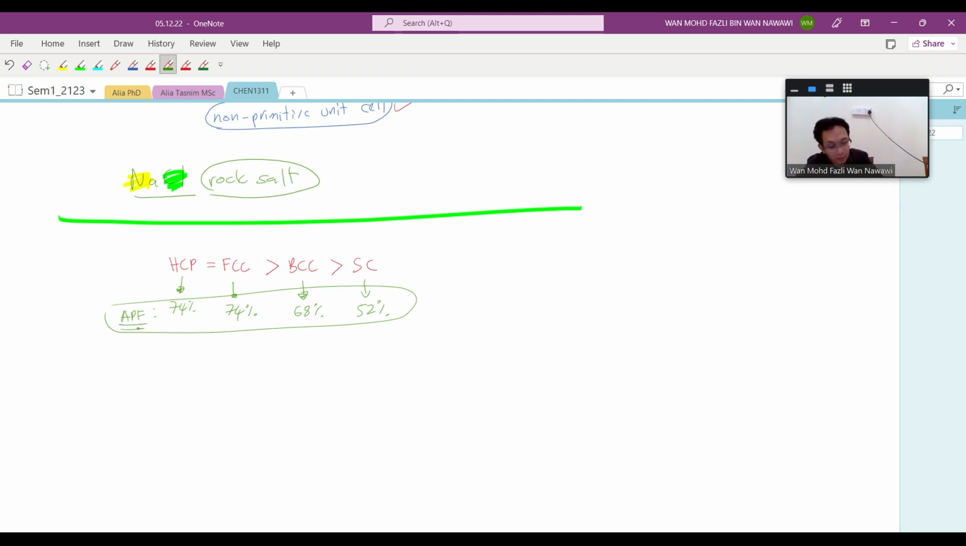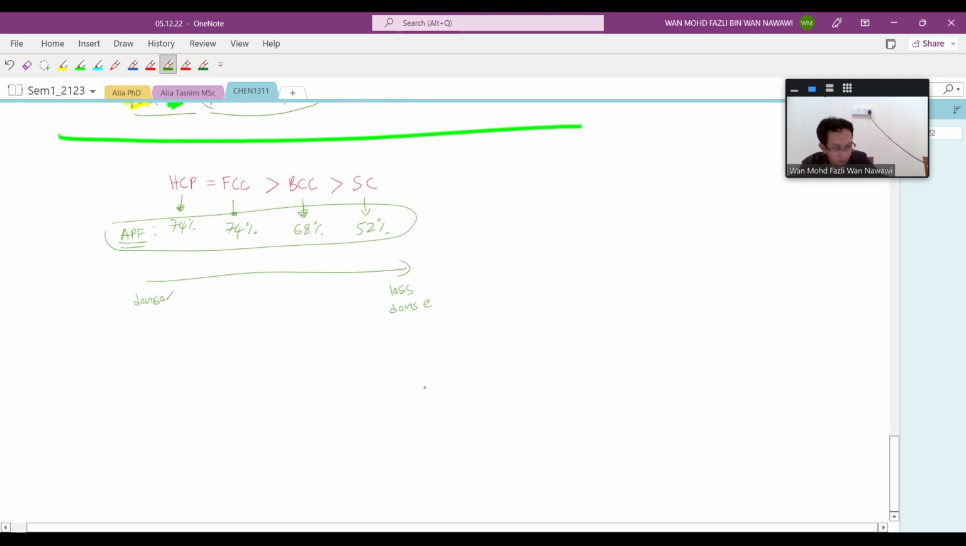Because what does atomic packing factor mean? It's just how dense the system is. If a larger percentage of the unit cell is covered by atoms, then it is denser. So we can say that in terms of density, this one is denser and this one is less dense.